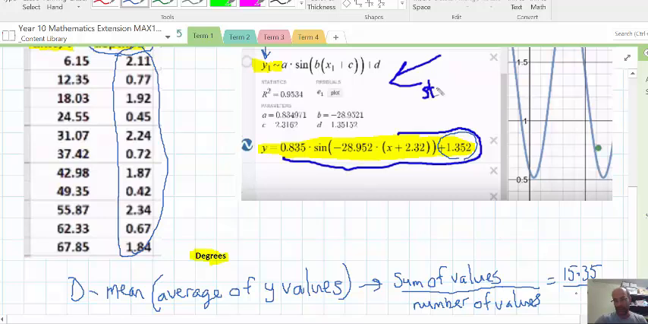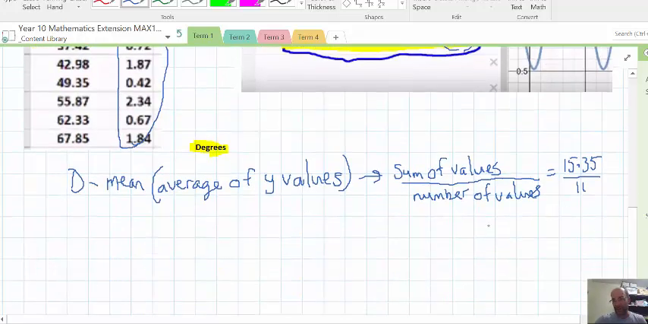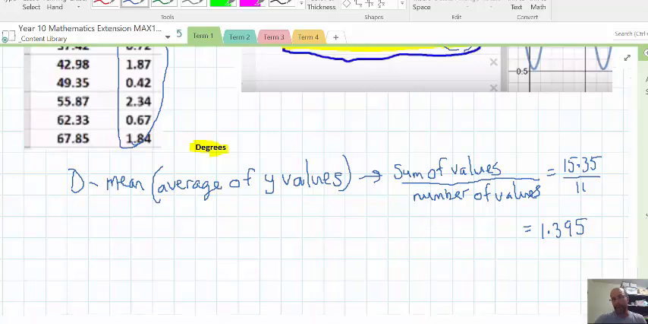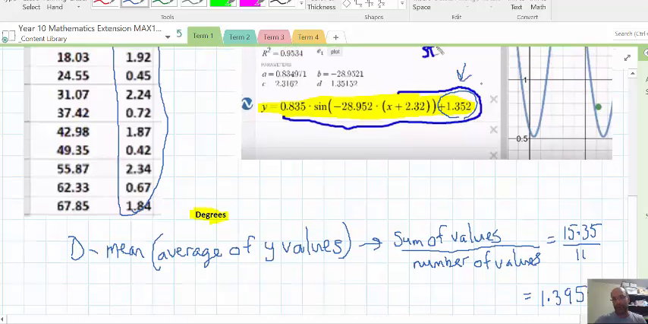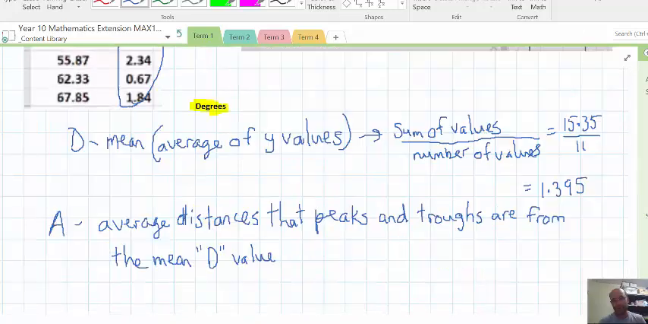But 15.35, and there's 11 data values is what I get, and from that I get, if I round that, I'm probably a bit naughty rounding it to 3 decimal places when there's only 2 up there, but anyway, 1.395, and that's our D value we get by doing that. And notice how it's 1.352 back up here, so that's pretty close.